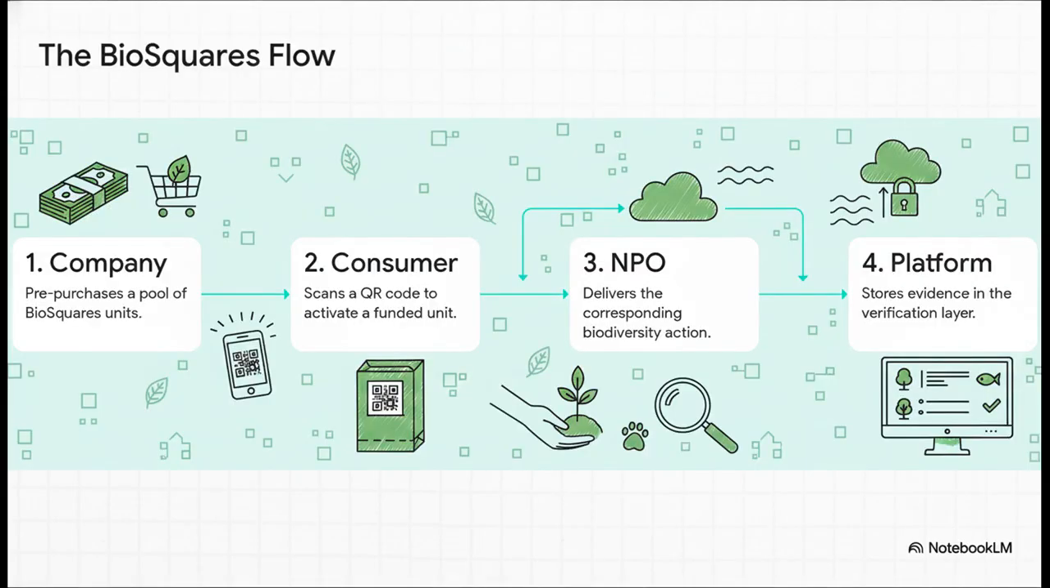The process flow is designed for simplicity and clarity. First, a company pre-purchases a pool of BioSquares. Second, a consumer scan of a QR code on a product activates one of those funded units. Third, the partner NPO receives the directive and delivers the corresponding action. And finally, all evidence of that action is stored on the platform's verification layer. It's a clear, linear, and fully documented chain of events.